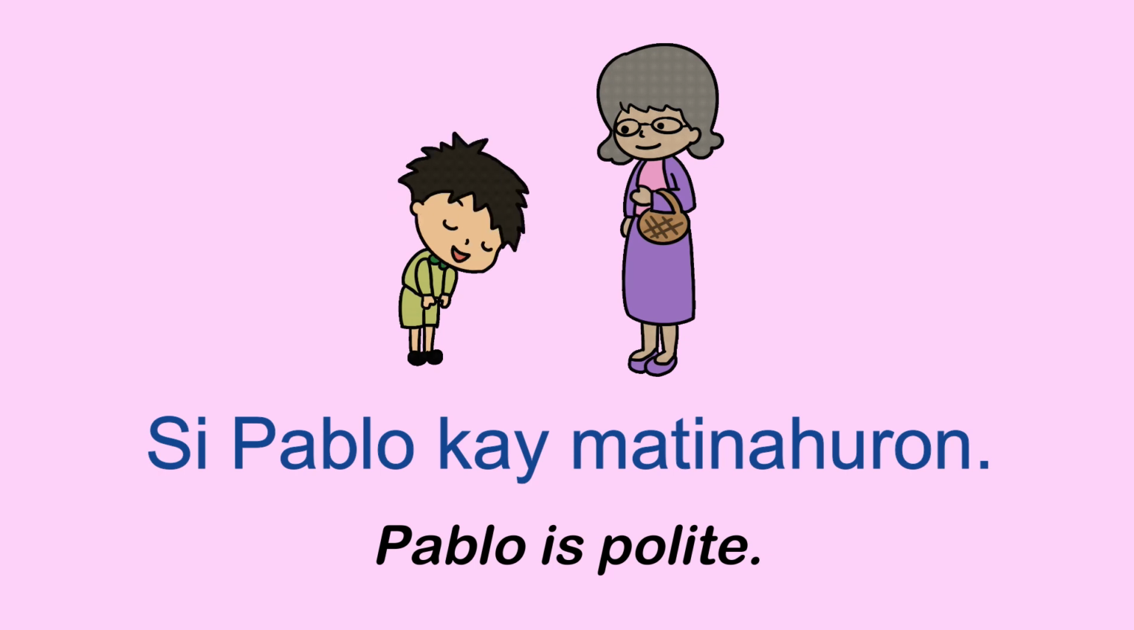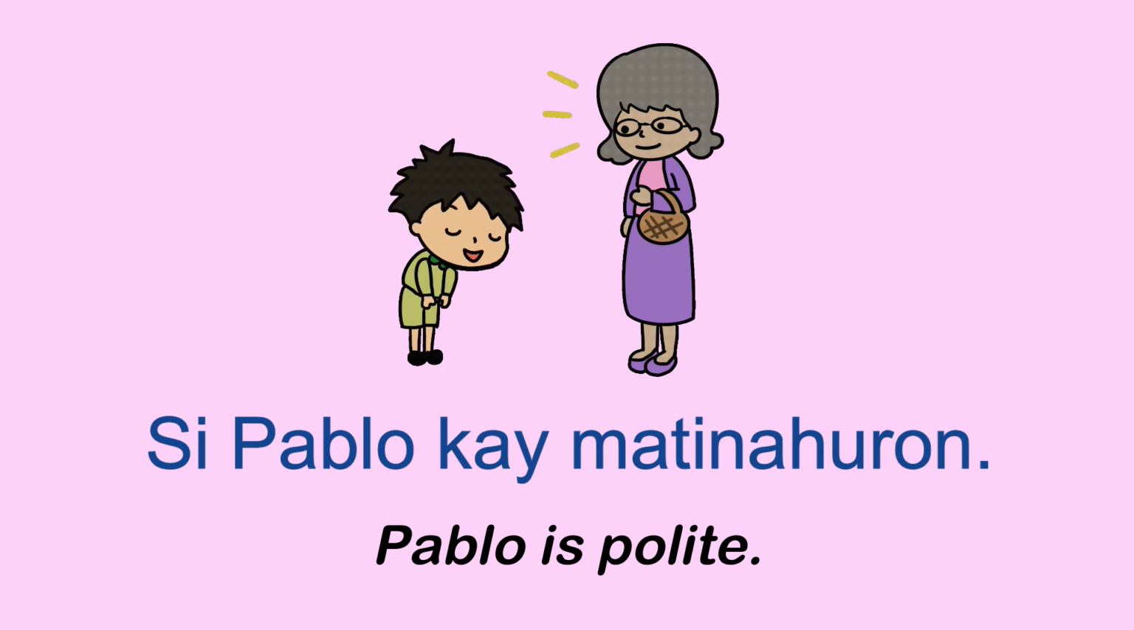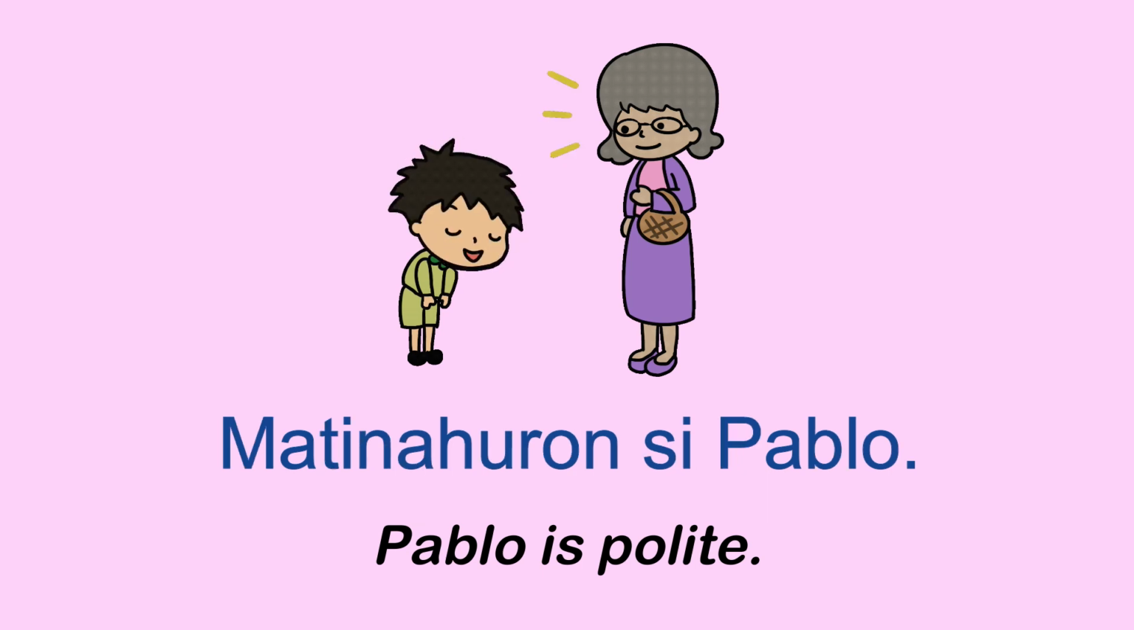So let's break down that sentence. Si is our subject marker for Pablo, which is our personal noun. Kay, as we know, is, and matinahuron means polite. Si Pablo kay matinahuron. Pablo is polite. Another way of saying it is to start with an adjective. Matinahuron si Pablo.